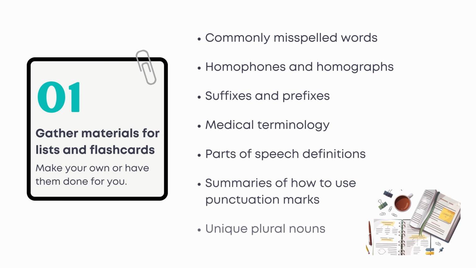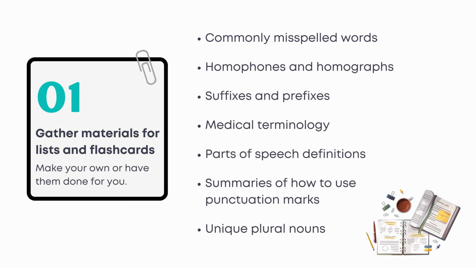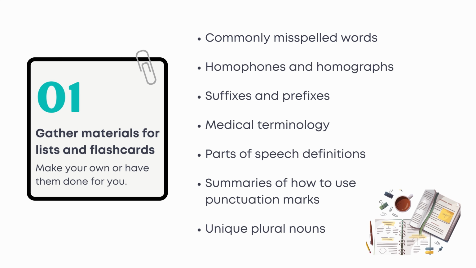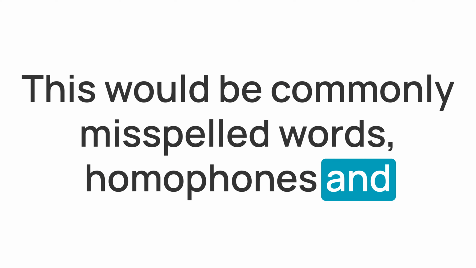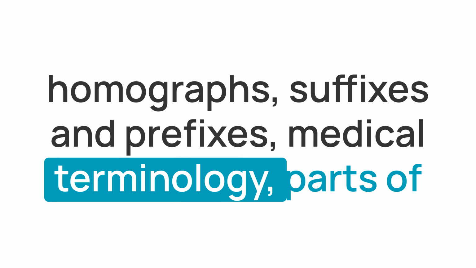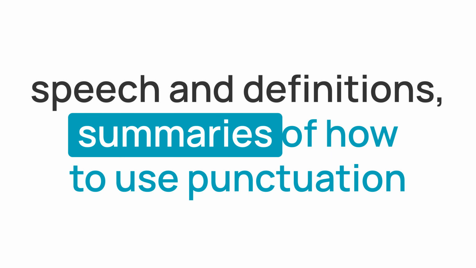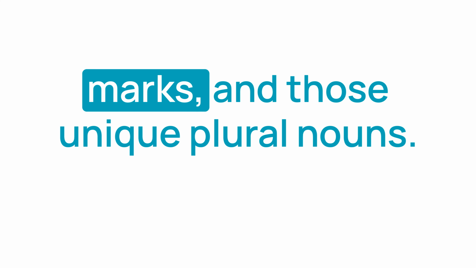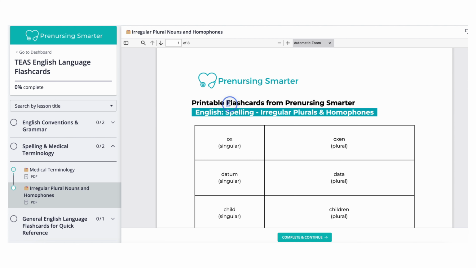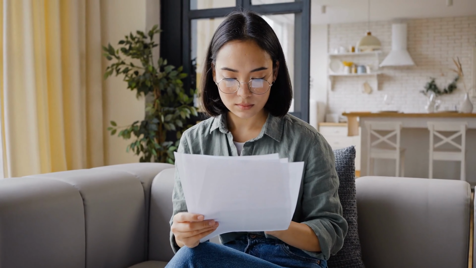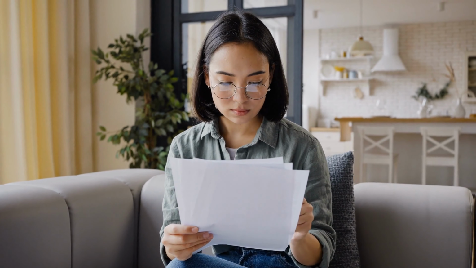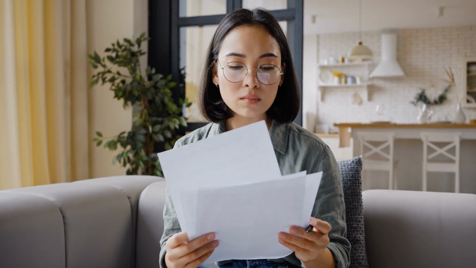The first step is gather your materials for lists and flashcards. We talked about how a lot of what you're going to be doing is memorizing word lists, memorizing spelling. So either start making your own or find some that are done for you. This would be commonly misspelled words, homophones and homographs, suffixes and prefixes, medical terminology, parts of speech and definitions, summaries of how to use punctuation marks, and those unique plural nouns. Again, I've done this for you in my TEAS prep program, but you can just go ahead and grab those lists and start making your own as well. The key for these is to spend about 10 to 15 minutes a day or every other day going over it, getting familiar with it, and committing it to memory in whatever way works best for you.